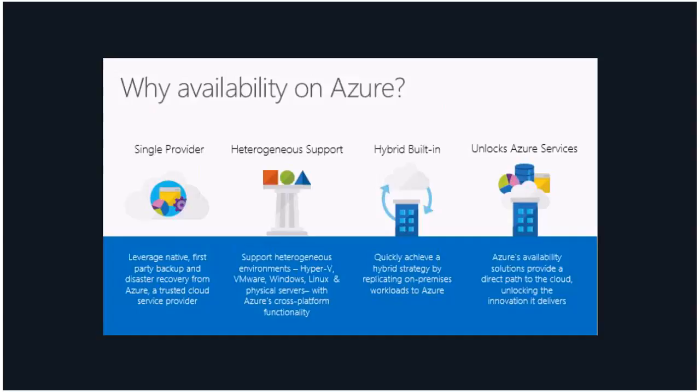Maybe we're using Linux and Unix. Maybe we have some physical systems. Well, the BCDR solution in Azure supports protecting these environments as well. So it's not just a Microsoft software-specific solution. It makes it easy to start to implement this hybrid environment or this hybrid strategy because it allows us to replicate our workloads into Azure.